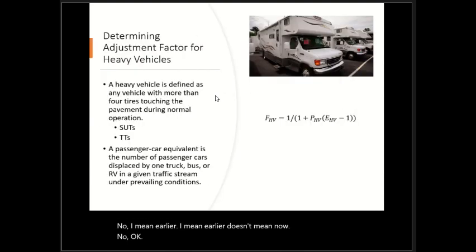Okay, so the third thing was N, the number of lanes. Simple. So FHV can be calculated using this equation. In this equation, you see two values are required: PHV, which is the percentage of heavy vehicles, and EHV, which is called the passenger car equivalent for heavy vehicles. So PHV, percentage of heavy vehicles, EHV, passenger car equivalent of heavy vehicles.